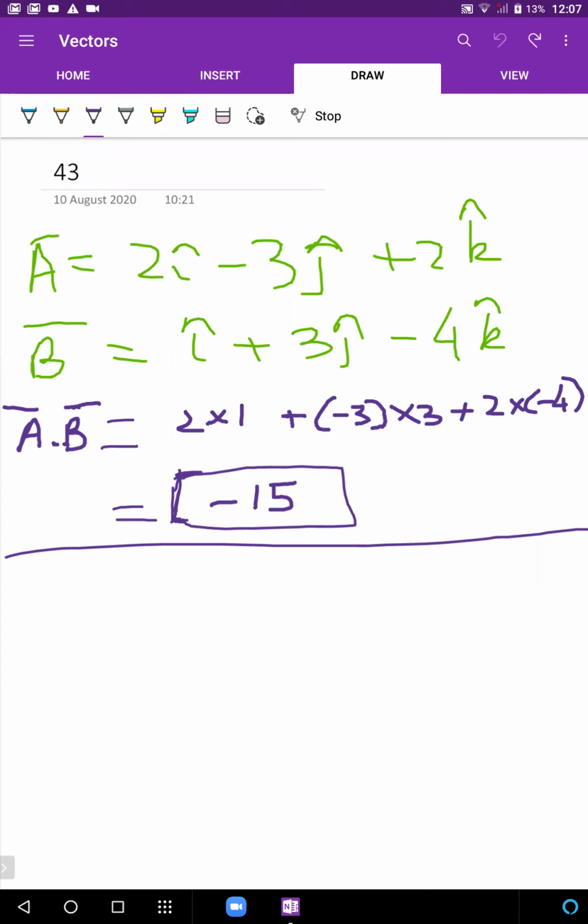And another pitfall to avoid is don't insert I cap, J cap, and K cap. This is no longer a vector. The dot product is a scalar. I cap has disappeared. When you take this dot product, I dot I gives you 1. So that's it. I cap is done with. There's no longer any I, J, and K. A dot B is going to be a number. So it's this number plus this number plus this number, which will ultimately give you minus 15.